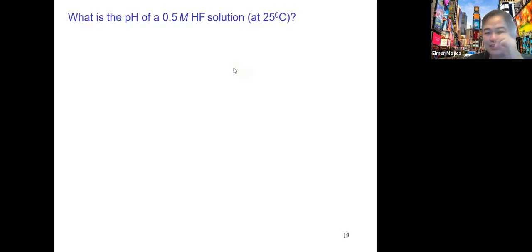So let's solve a weak acid pH problem. So what is the pH of 0.5 molar HF? So maybe it's pretty straightforward there. And I can assure you, if it is a multiple choice question, one of the answers that you have there is the one that will give you this. But is that the right answer?